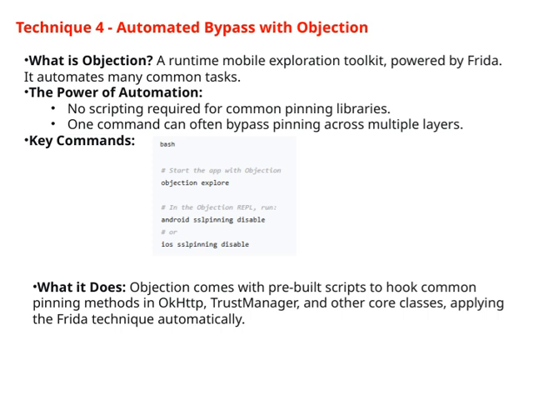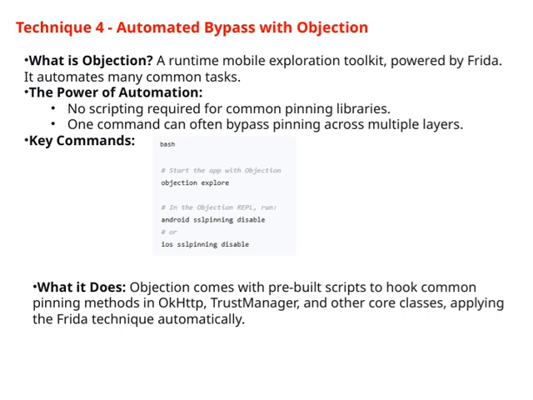Now, for those who might not be familiar, Objection is a runtime mobile exploration toolkit powered by Frida. It automates many of the routine tasks we often face during testing or reverse engineering, saving us a lot of time and effort. The real power here is automation. With Objection, you don't need to write complex scripts for common pinning libraries. A single command can often bypass pinning across multiple layers of the app, which is a huge time saver.